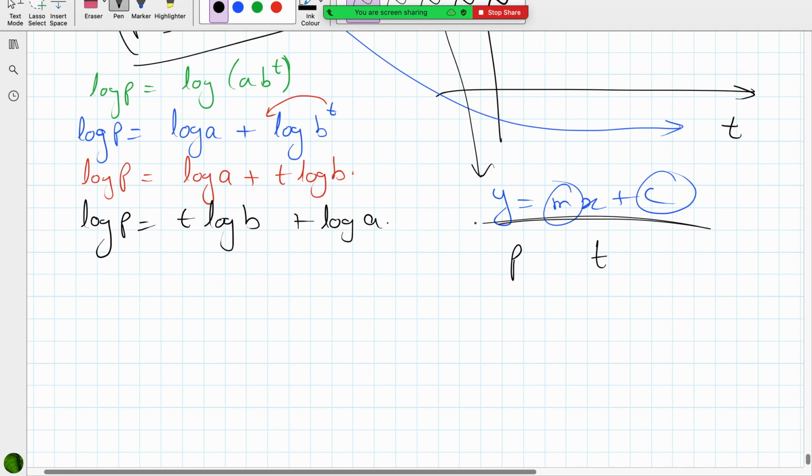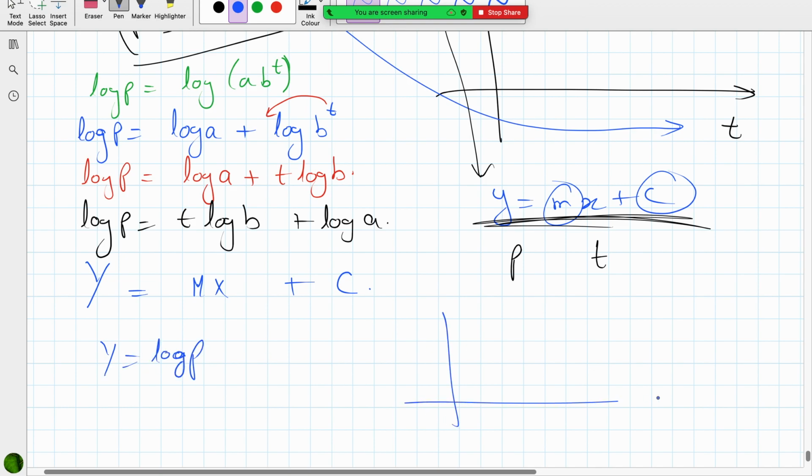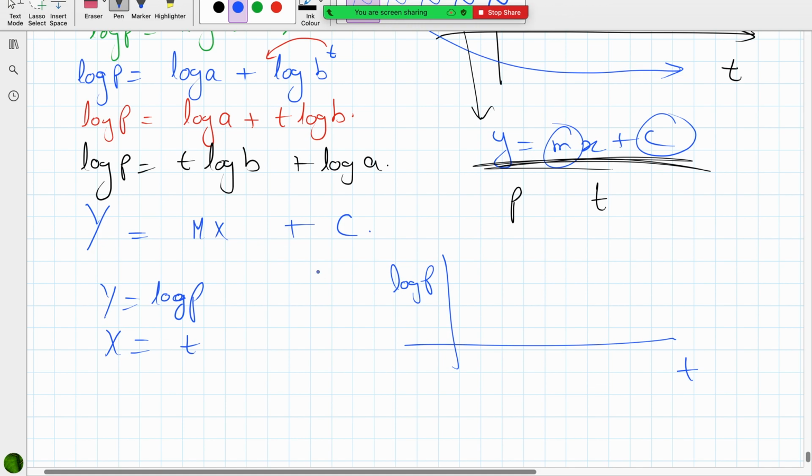Now have a look at this, y equals mx plus c. What am I doing here? Capital Y is equal to mX plus c. Now capital Y is actually equal to log P. That means we will draw log P on the y-axis. Capital X is equal to small t. So we'll draw it against t. And whatever is with x, that is the gradient. So gradient is log of B and log A is the y-intercept.